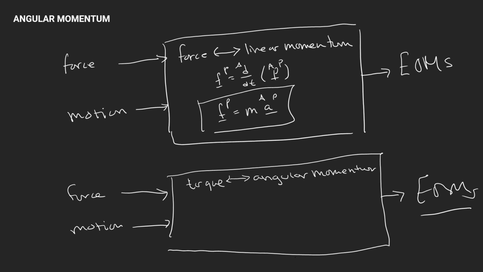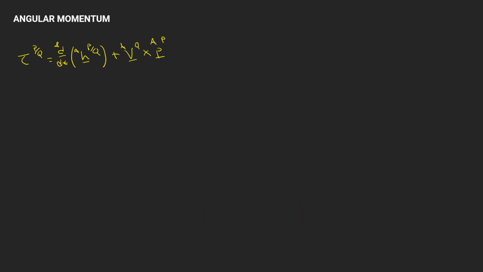And what this relationship states is that the torque of point P about point Q is equal to the derivative of angular momentum, which we indicate with an H. So the angular momentum of point P about point Q plus the velocity of point Q in frame A crossed with the linear momentum of point P in frame A. Now that we've defined the relationship between torque and angular momentum, let's actually define what these terms are.